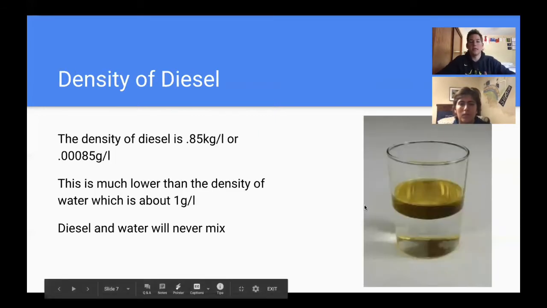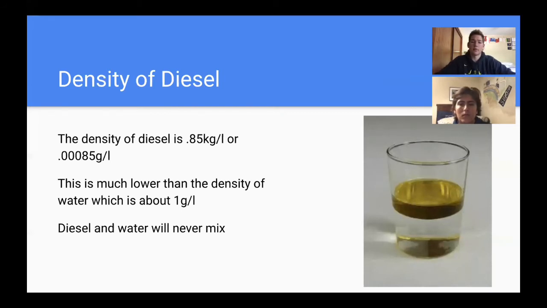So the density of diesel is 0.85 kilograms per liter, which is also 0.00085 grams per liter. This is a much lower density than water, which is about 1 gram per liter. This causes diesel to float on top of water if they are both put into, say, something like a glass or your fuel tank in your truck. They won't mix or dissolve, and each compound will stay separate from each other.